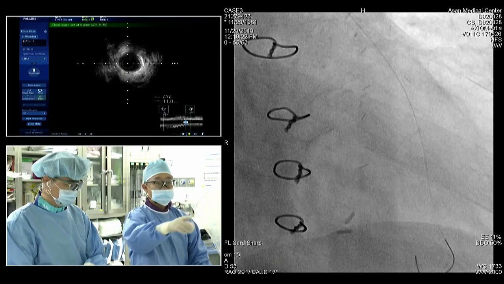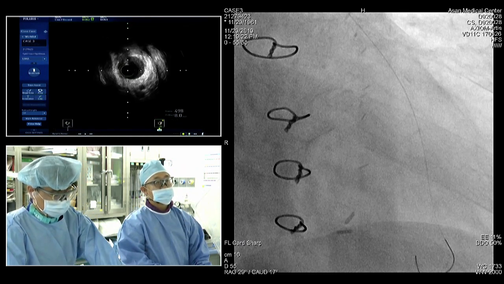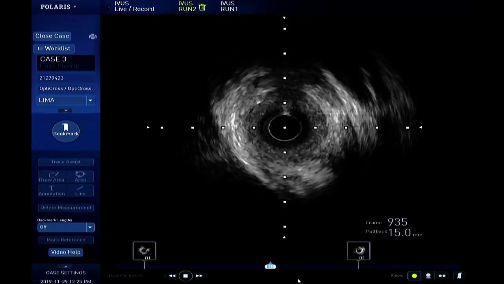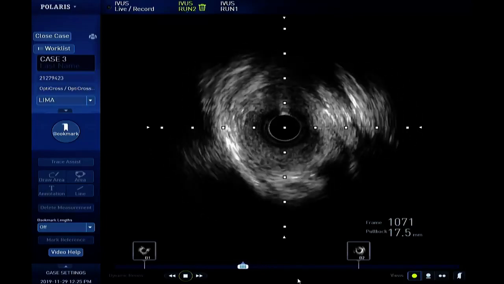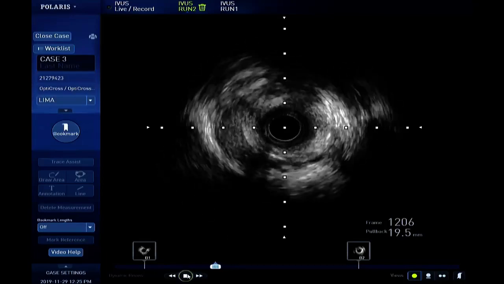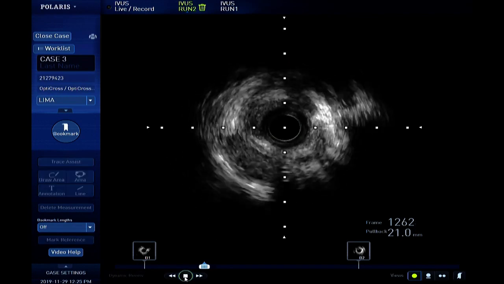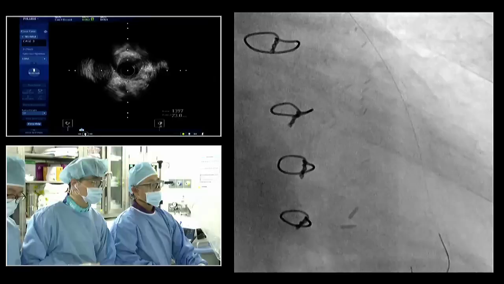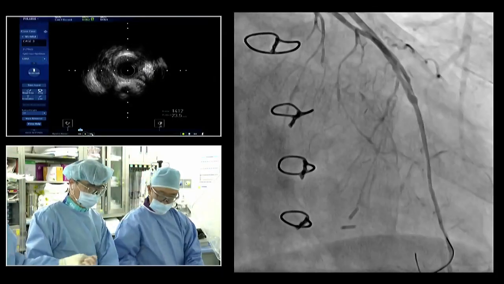Looking at the anastomosis part, could you show the anastomosis part again? Okay, the LIMA is coming. This is the anastomosis part over here, and that is the distal ending of the LIMA. There is some plaque, and the stenosis still remains. Okay, angio again. Full shot. Okay, the stent please.